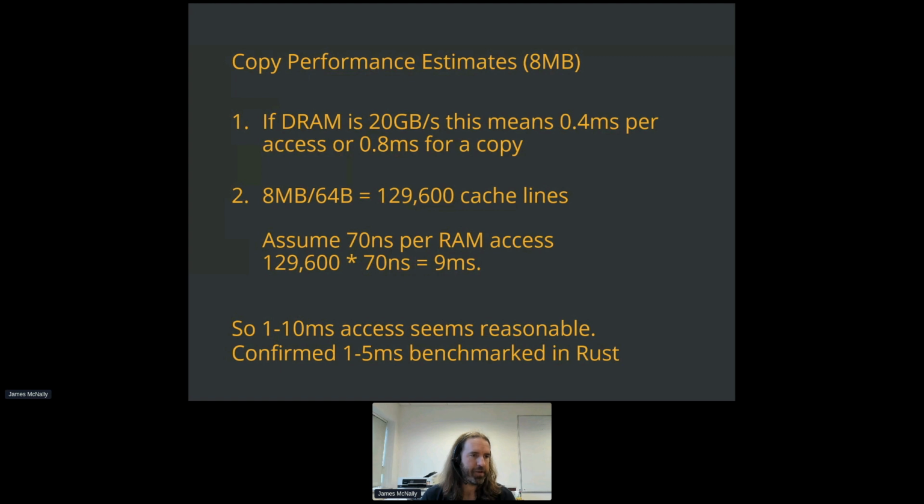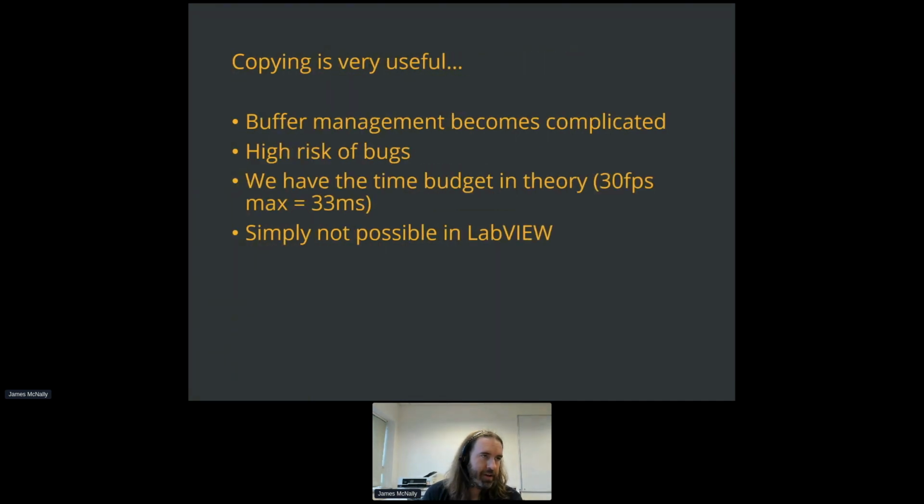At this point, I actually went and benchmarked this in Rust as well, and found 1 to 5 milliseconds being typical. And so this made me think the issue isn't with a copy. I didn't want to lose the copying because it's really useful. Buffer management is much easier, and there's a higher risk of bugs if you're trying to do things in place. When I worked out the numbers, it seems like the performance is way off anyway. It's not just a copy.